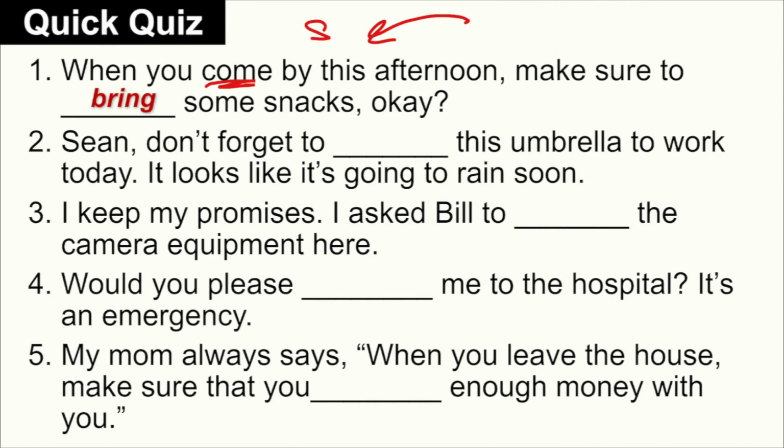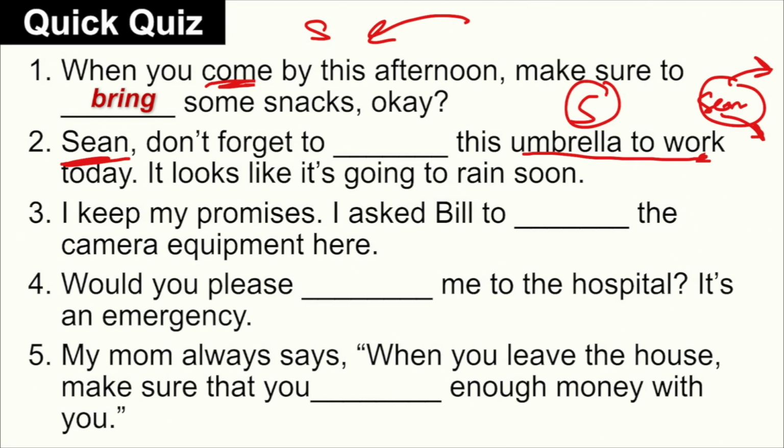Next, sabi, number 2, Sean, don't forget to blank this umbrella to work today. It looks like it's going to rain soon. So, kausap niya si Sean, tapos ang sabi niya, wag mong kalimutan na magdala ng payong to work today. Now, tanong, kung ako yung nagsasabi nito, sinabi ko, oy, wag mong kakalimutan magdala ng payong sa trabaho. Si Sean ba papunta sa akin o hindi? Now, ang idea would be, ito yung speaker, ito si Sean, okay? Tapos kukunin niya yung payong at dadalhin niya sa work. So again, the direction would be palayo dun sa speaker. So in this case, ito ay take. Kasi hindi naman papunta sa speaker yung payong.